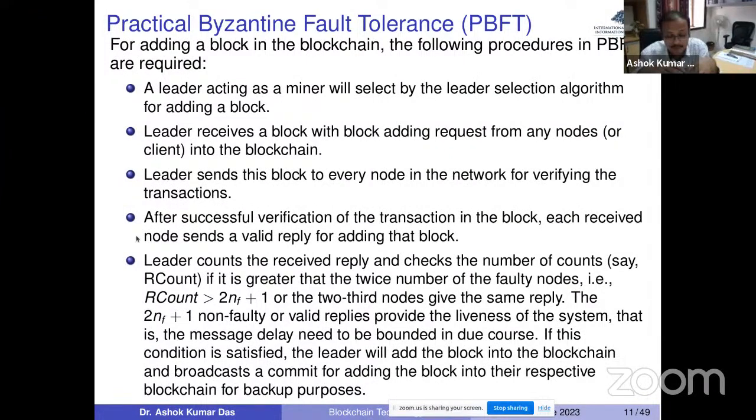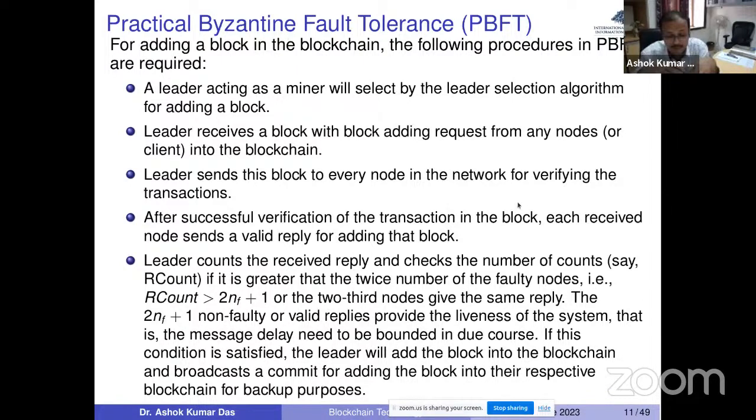So now it is well understood. We have transactions and we have created a block. The next question is how to add that block in the P2P blockchain network. There is a popular algorithm known as the practical Byzantine fault tolerance algorithm, PBFT.